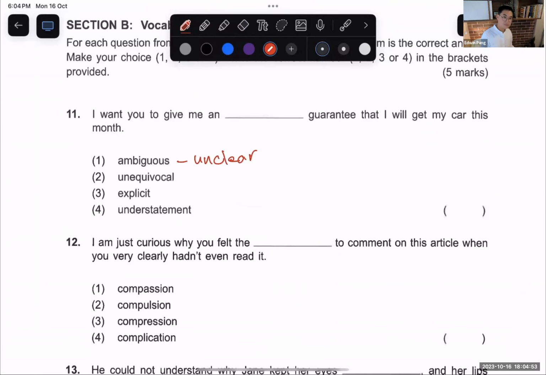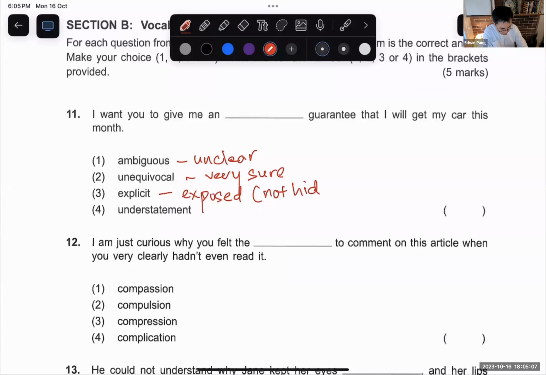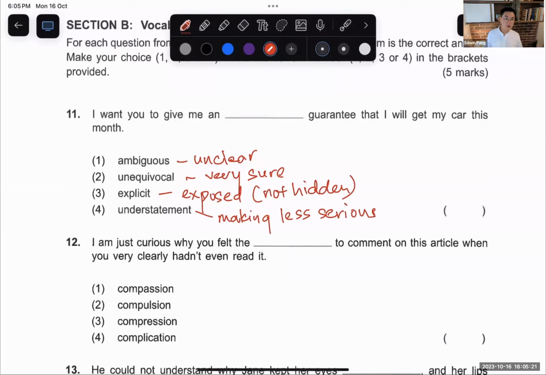Unclear. Very sure. Exposed. Not hidden. Making less serious. Okay? You're going to do this for every option now, so you learn all the words. Okay? And I'm going to use these words in sentences so that you understand.